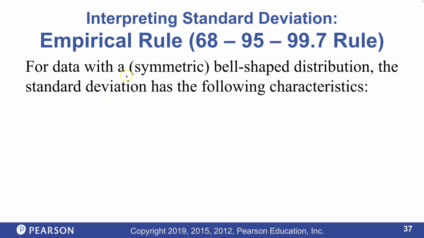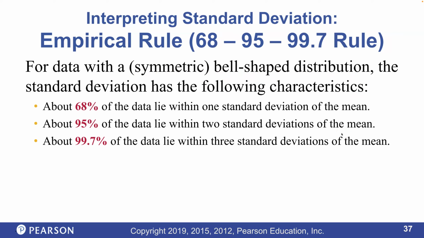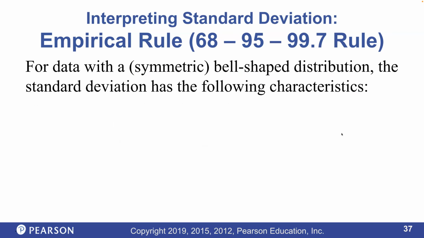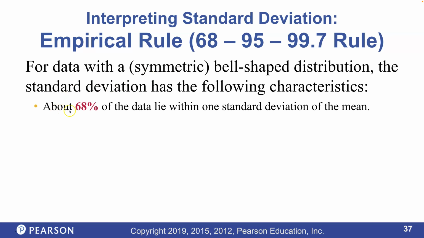It says for data with a symmetric bell-shaped distribution, I gotta show you a picture for this. Okay, maybe I'll read the words first. Bell-shaped distribution. The standard deviation has the following characteristics. First characteristic has to do with that first number, 68. About 68% of the data lie within one standard deviation of the mean. Doesn't really make much sense right now because I'm just reading it, but I'll actually draw a picture myself and show you what they mean. Now I'll do an application problem, okay?